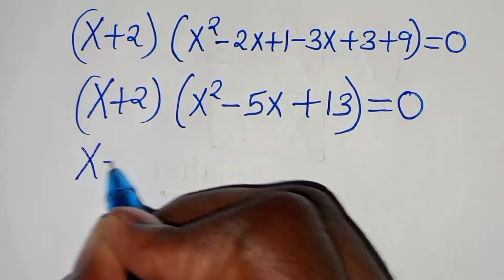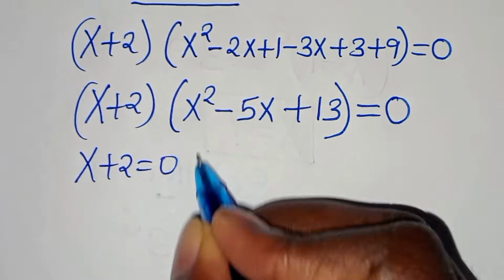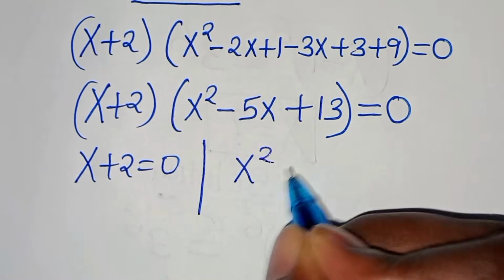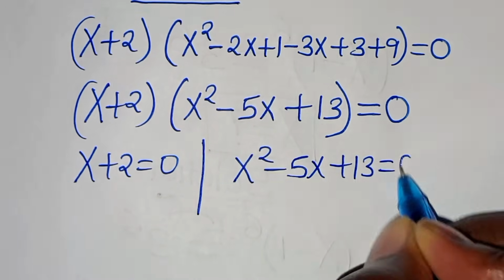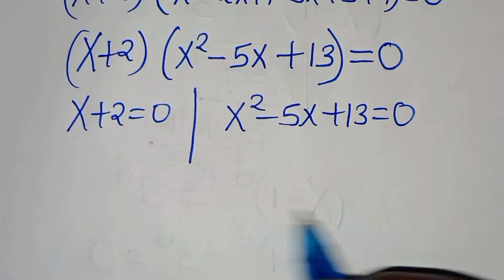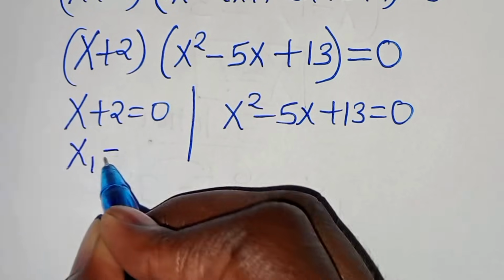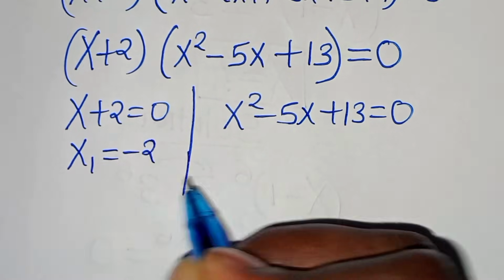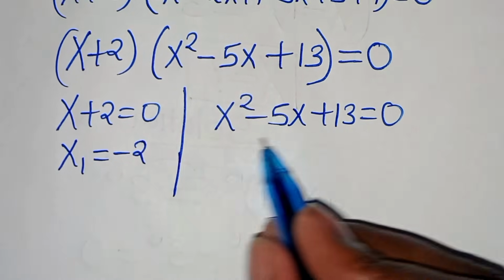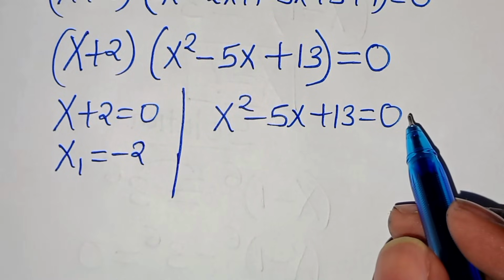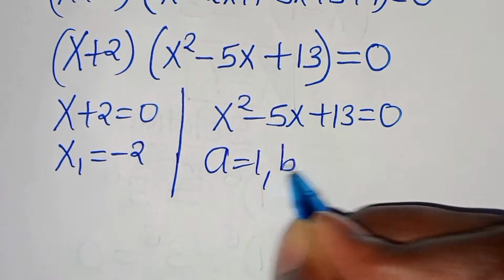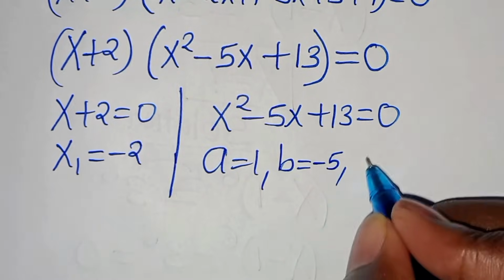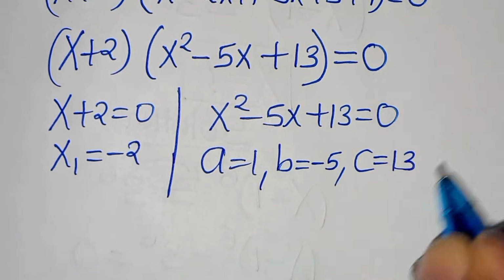This is equal to 0. So x + 2 = 0, and then we have x^2 - 5x + 13 = 0. So we have that x1 is equal to negative 2. This is a real solution. The second part is a quadratic equation where a is equal to 1, b is equal to negative 5, and c is equal to 13.